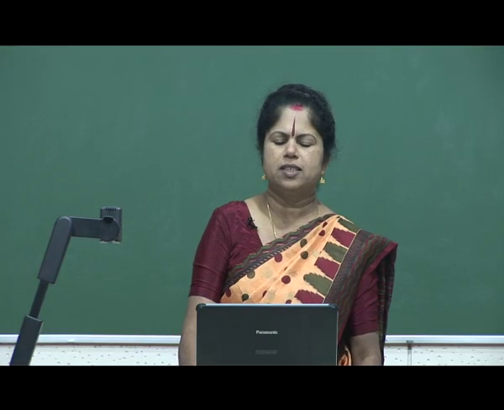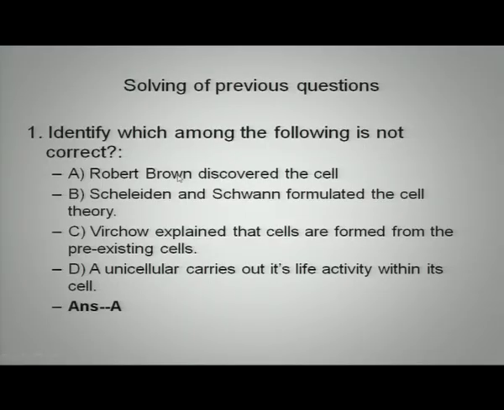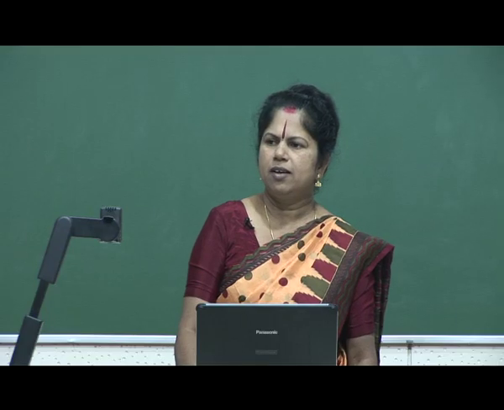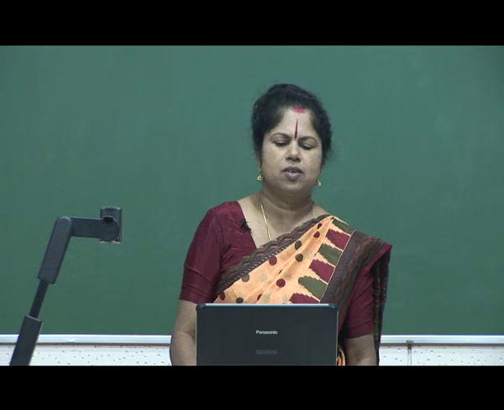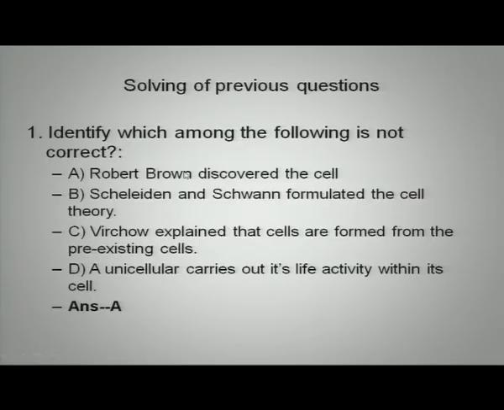Okay, your answer is Robert Brown discovered the cell. So, this is the incorrect statement among these four options. Do you know who discovered the cell? Yes, it was Robert Hooke in 1665 who discovered the cell. Other statements are all correct.